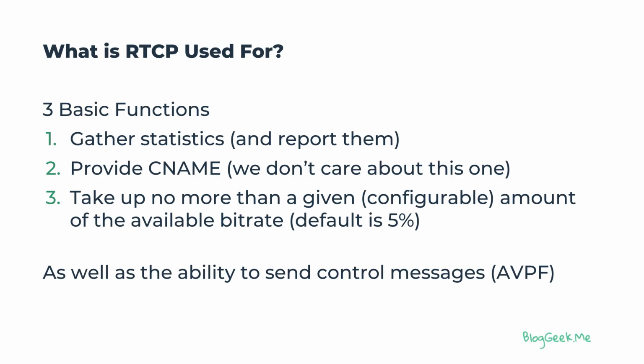Another thing that was added in recent years to RTCP is the ability to send control messages outside of the actual reports that are being sent, and this is called AVPF. As I said, RTCP comes with RTP, and it is used to do things like bandwidth management and bandwidth estimation.